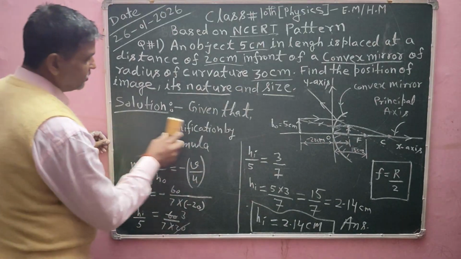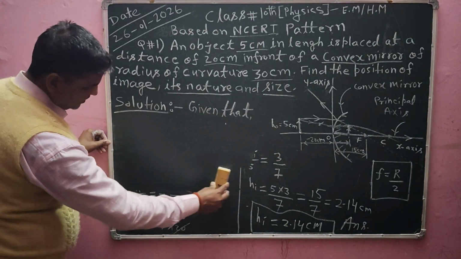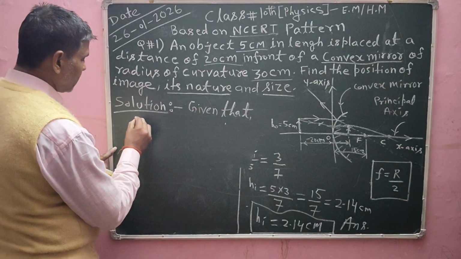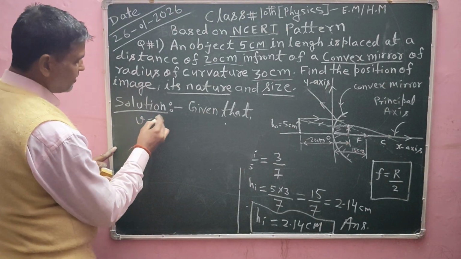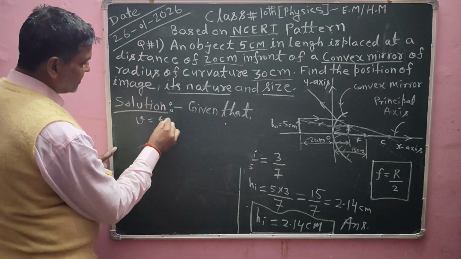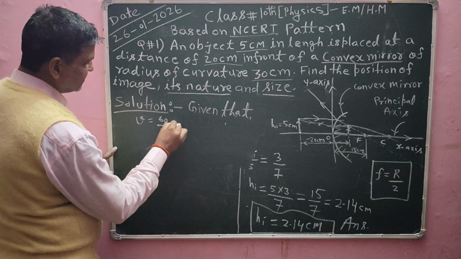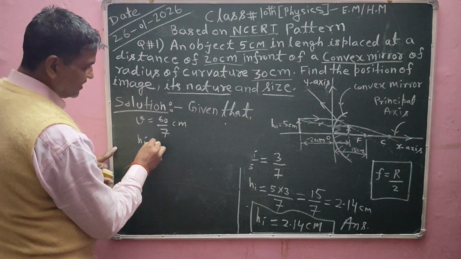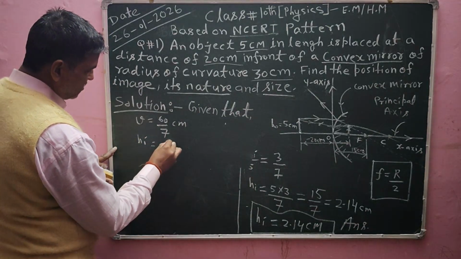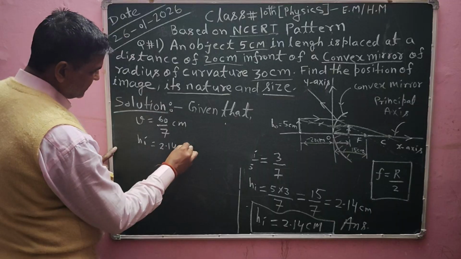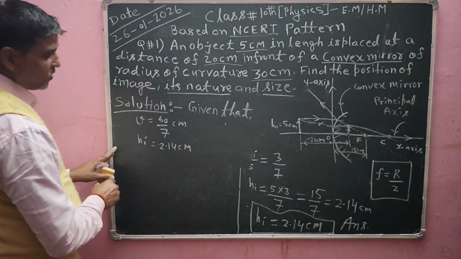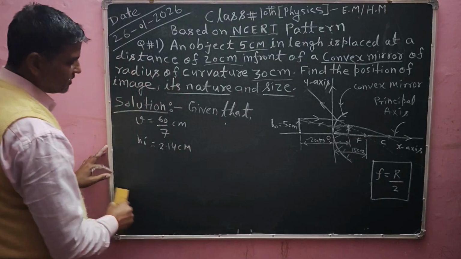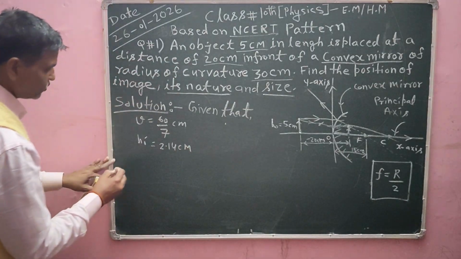So I am going to erase, and after erasing I will write the information. First information, the value of v I have got here is 60 divided by 7 centimeter, and the value of hi I have got here is 2.14 centimeter. Now its nature I have to write according to the diagram.